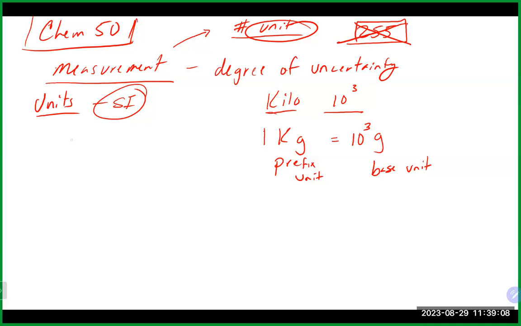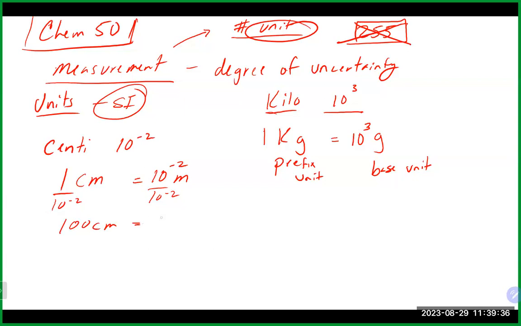Like centi is 10 to the minus 2. That means that if I have centimeters and meters, in 1 centimeter there is 10 to the minus 2 meters. That again is the proper way to do that. By the way, if I divide 10 to the minus 2 to both sides, I get another conversion, which is the same, which is 100 centimeters is 1 meter. So same deal if you go that way with it as well.